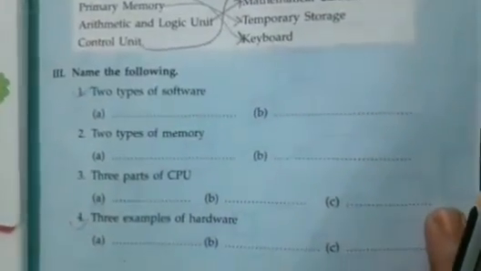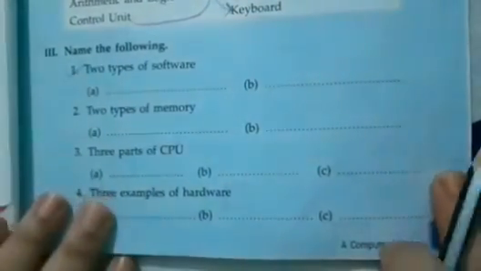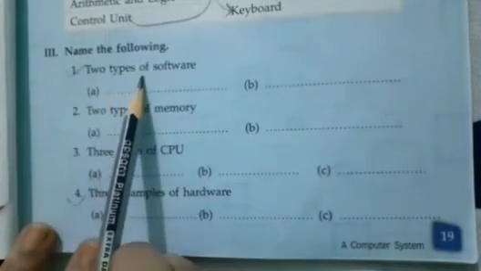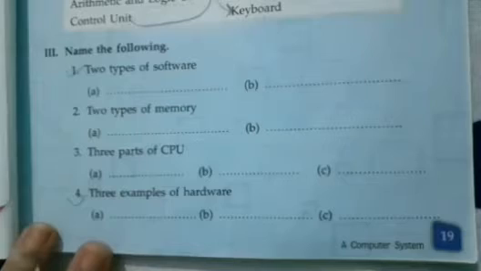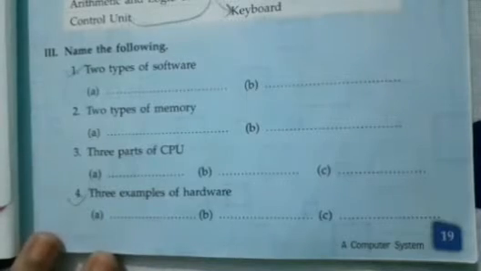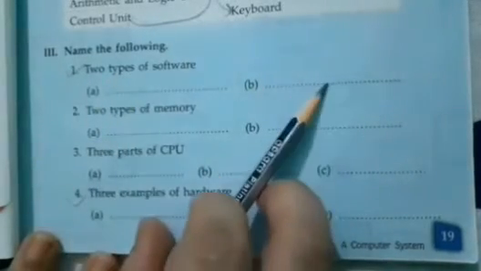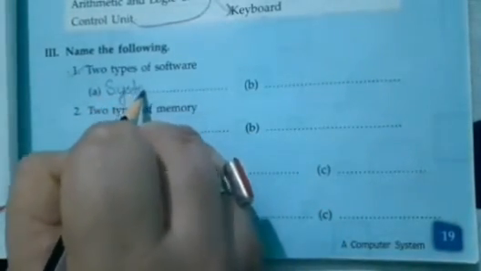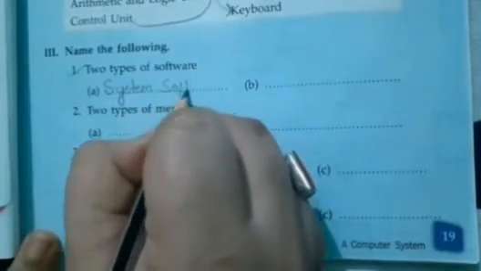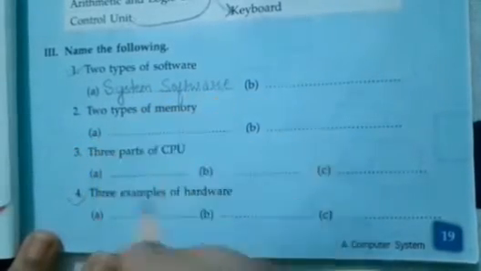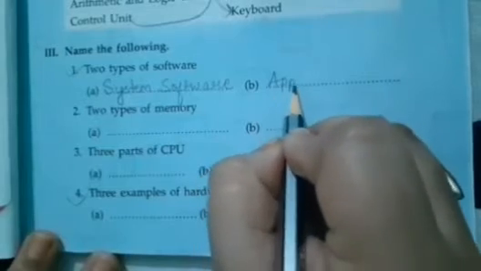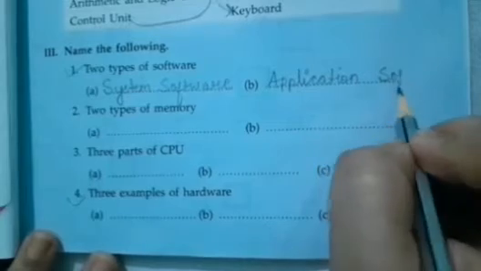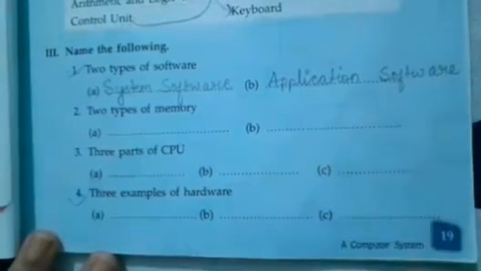Question number 3. It is a very important question, children. The third question is name the following two types of software. Now children, what are the two types of software? Yes, system software and application software. So write down system software, and the next one is application software.